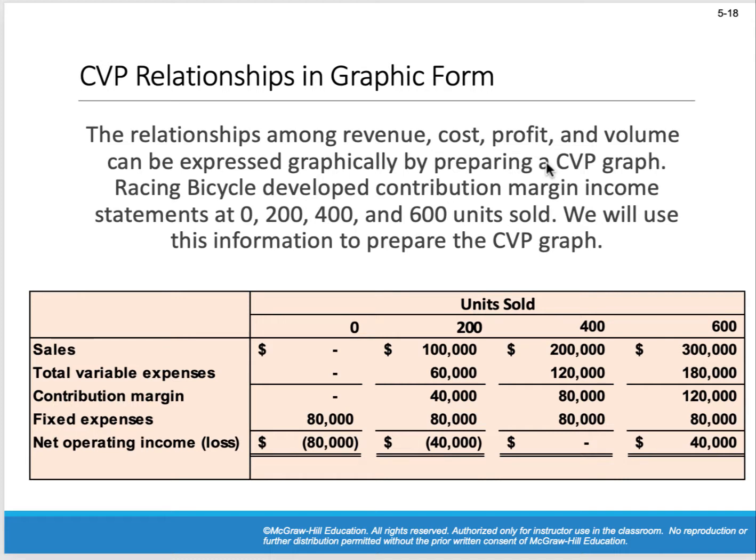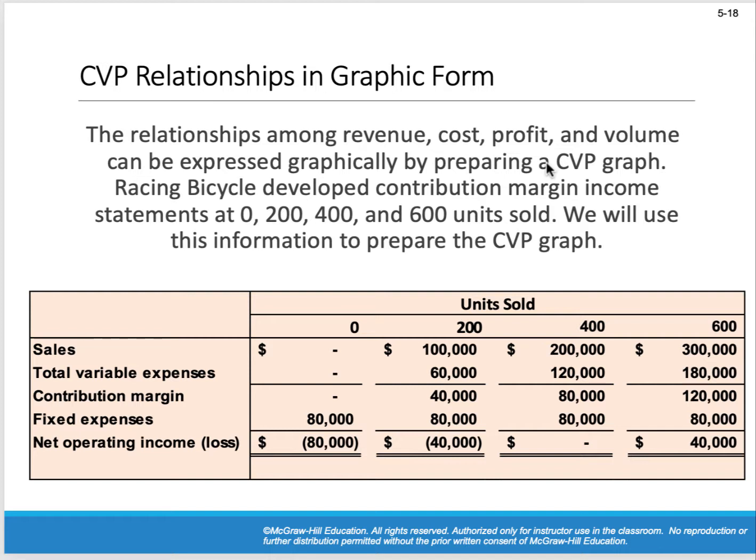So what we have here is a chart that picks 4 points of sales volume. The relationship among the volume, the revenue, the cost, the profit, and the volume, we're going to see how it can be expressed graphically, and we're going to see how to prepare a CVP graph.